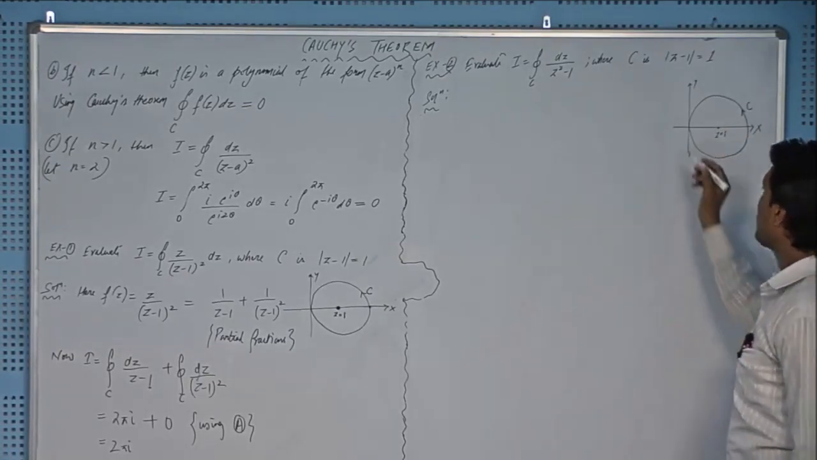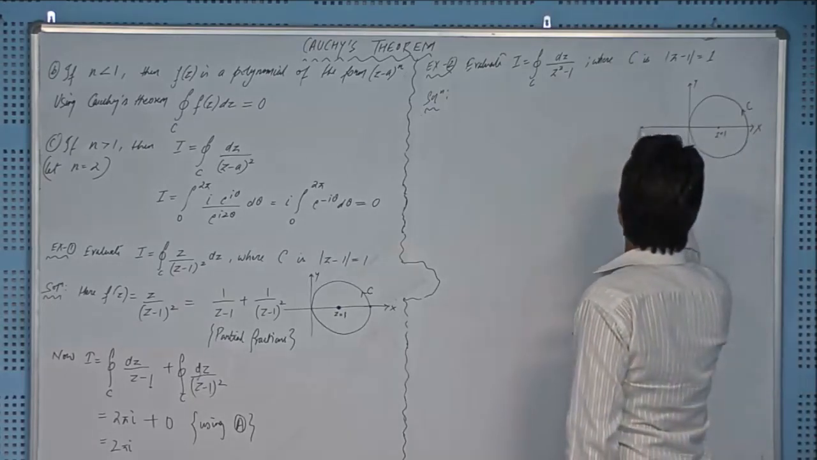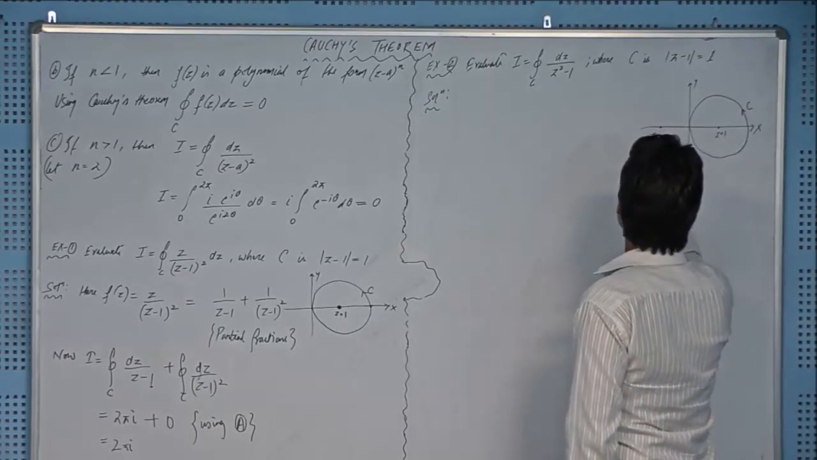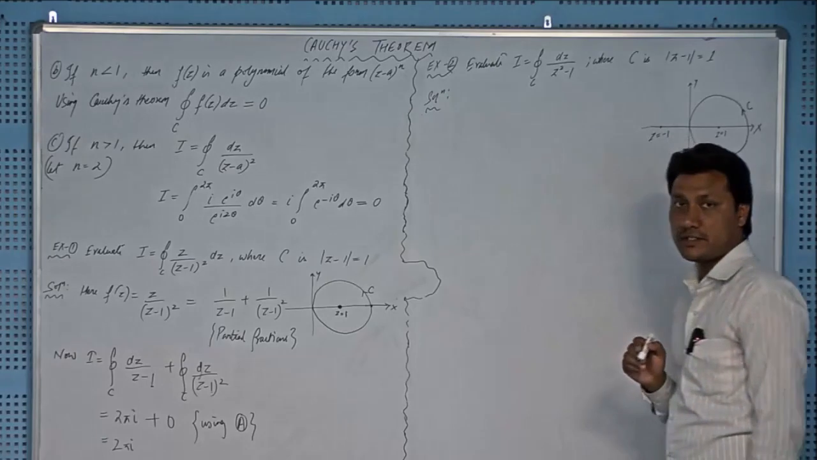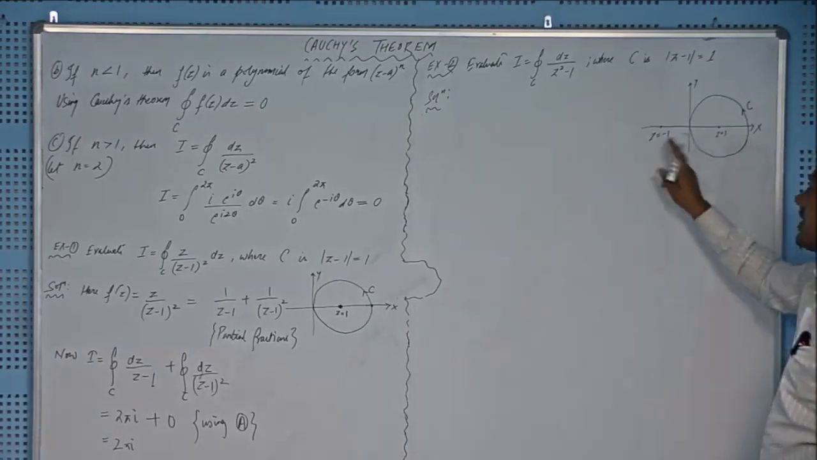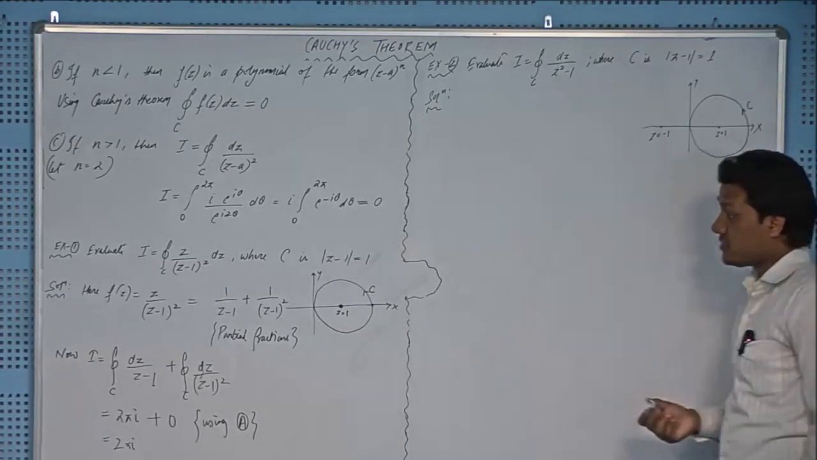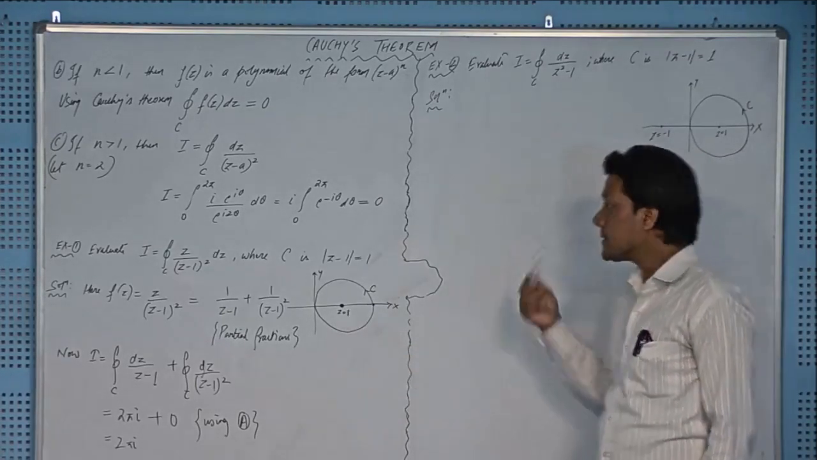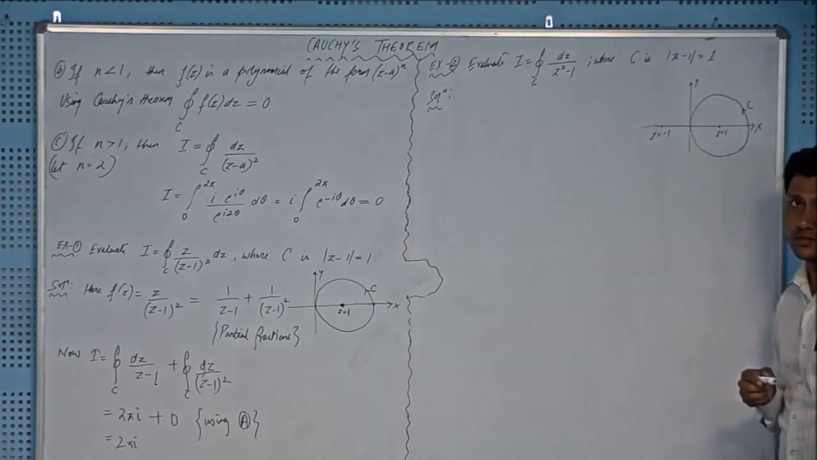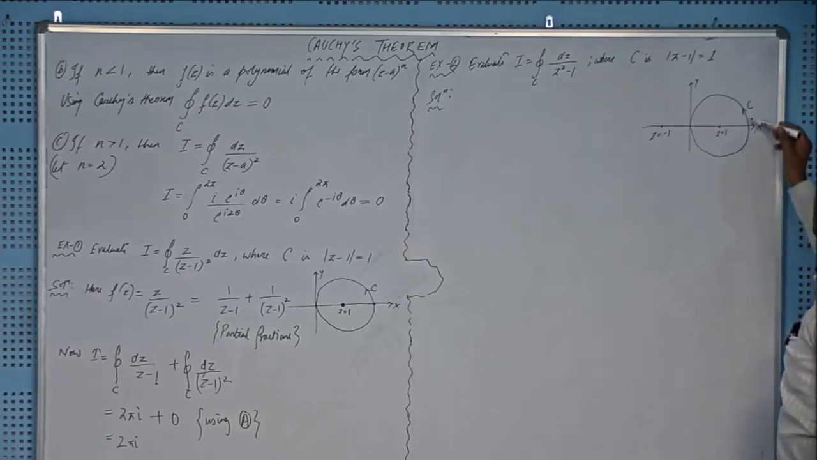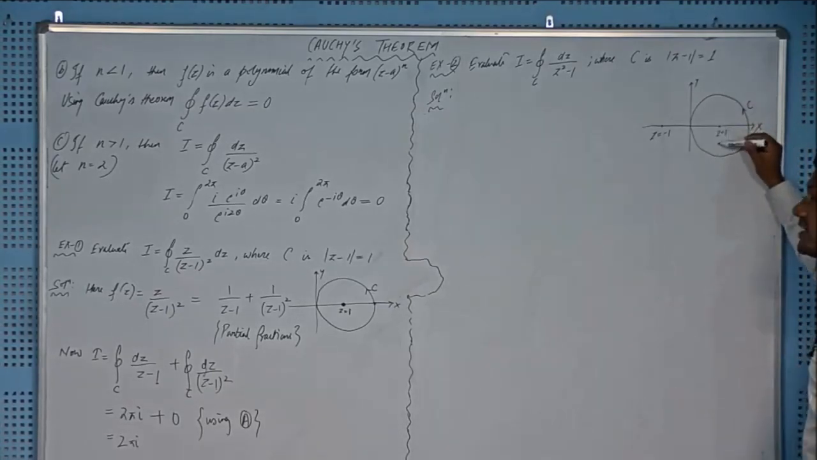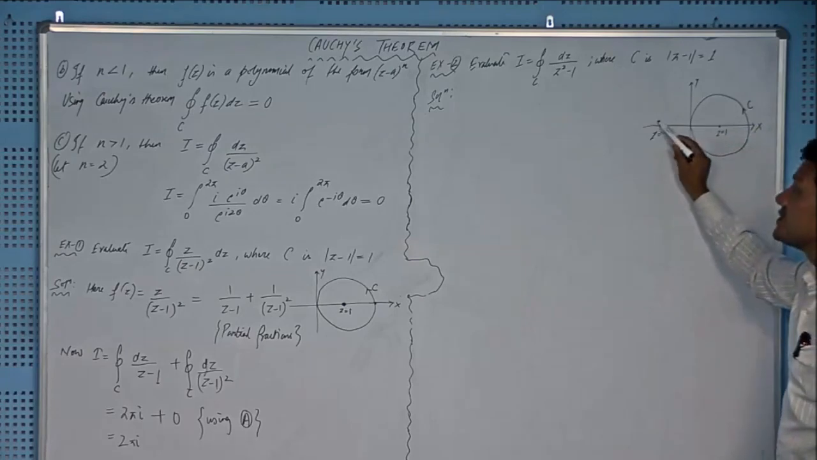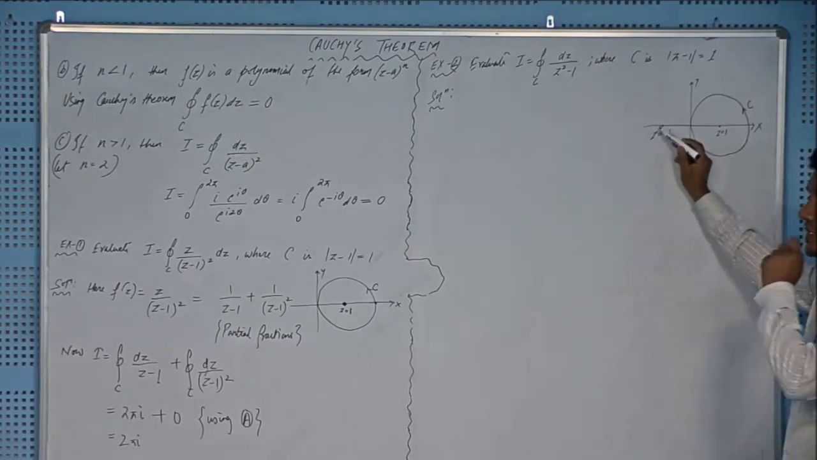And minus 1 is the other singularity, z equal to minus 1. You can see that this time we have two singularities, while in our last question we had only one singularity. So in this case, I have to draw two circles. The first circle should be C1 enclosing z equal to 1, and the second circle should be C2 enclosing the other singularity z equal to minus 1.